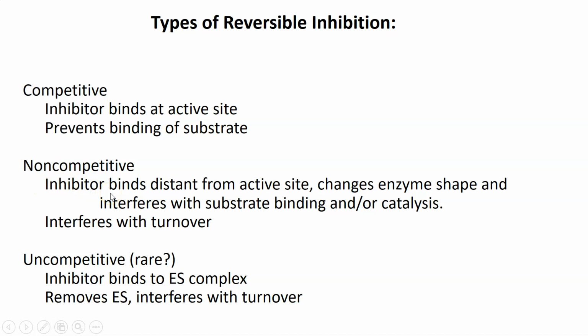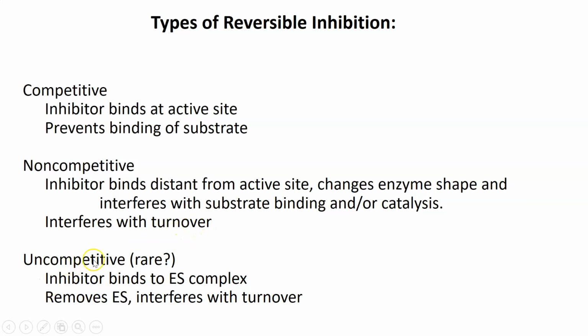Non-competitive, as the name suggests, is not competing for the active site, but rather the inhibitor binds elsewhere. We often call these non-competitive inhibitors allosteric inhibitors. It binds some distance away from the active site, and this affects the enzyme in its three-dimensional structure. As soon as the non-competitive inhibitor binds somewhere other than the active site, it changes the shape of the enzyme. It makes substrate binding into the active site much more difficult, so it doesn't really happen, and that interferes with turnover.